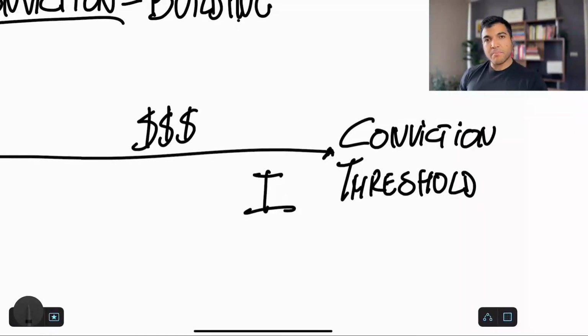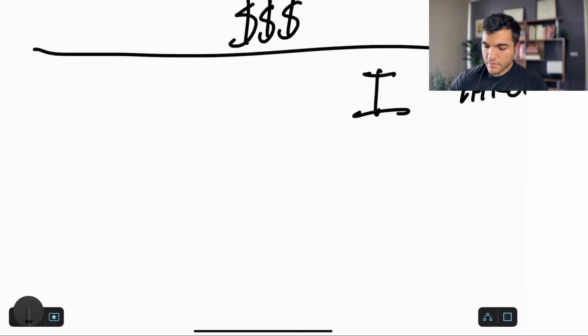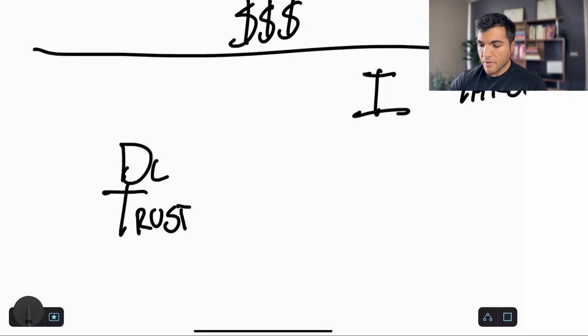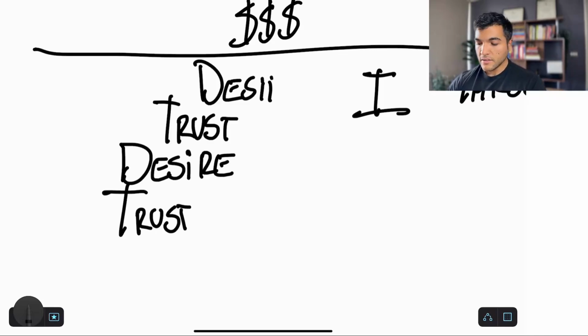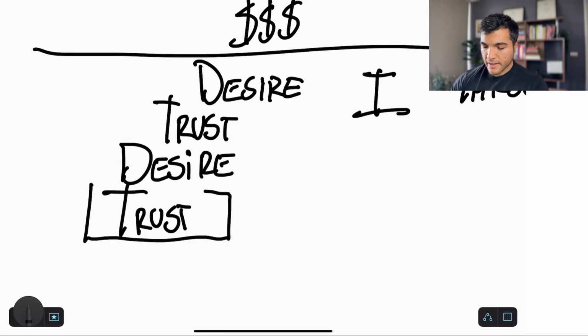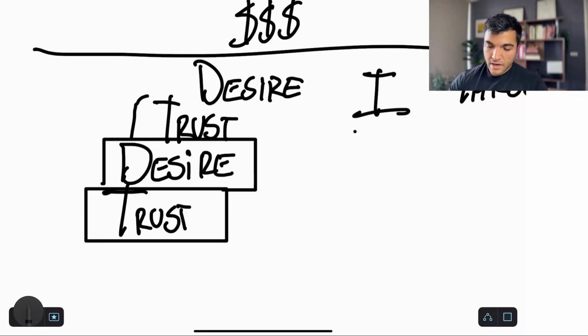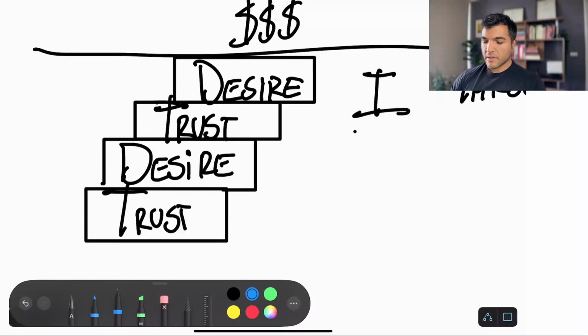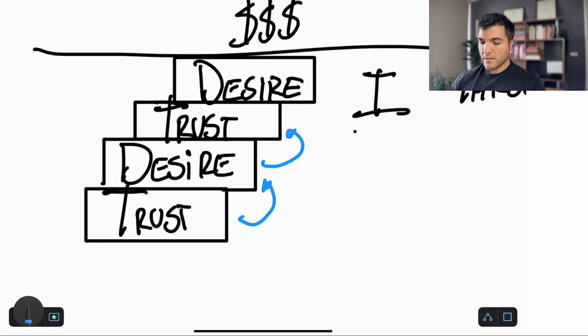So how do you get people to cross that conviction threshold, to make up their minds? It's very simple. All you have to do is stack enough trust, enough desire until they buy. So each one of these is a step, and these steps are built through all of your marketing material you put out, your emails, your ads, everything they are exposed to. So there is something that's happening step by step.